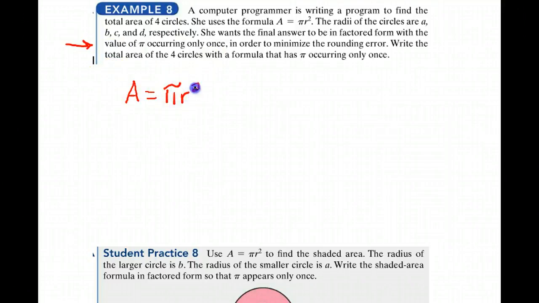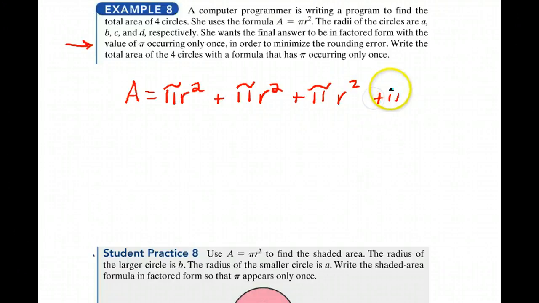We're going to have the area of 4 circles being combined together. So we have pi r squared plus pi r squared plus pi r squared plus pi r squared. Okay, that's going to represent the 4 circles' area and how I have to total them together to get the total area. I'm going to put a little t here so that we know that that represents the total area.